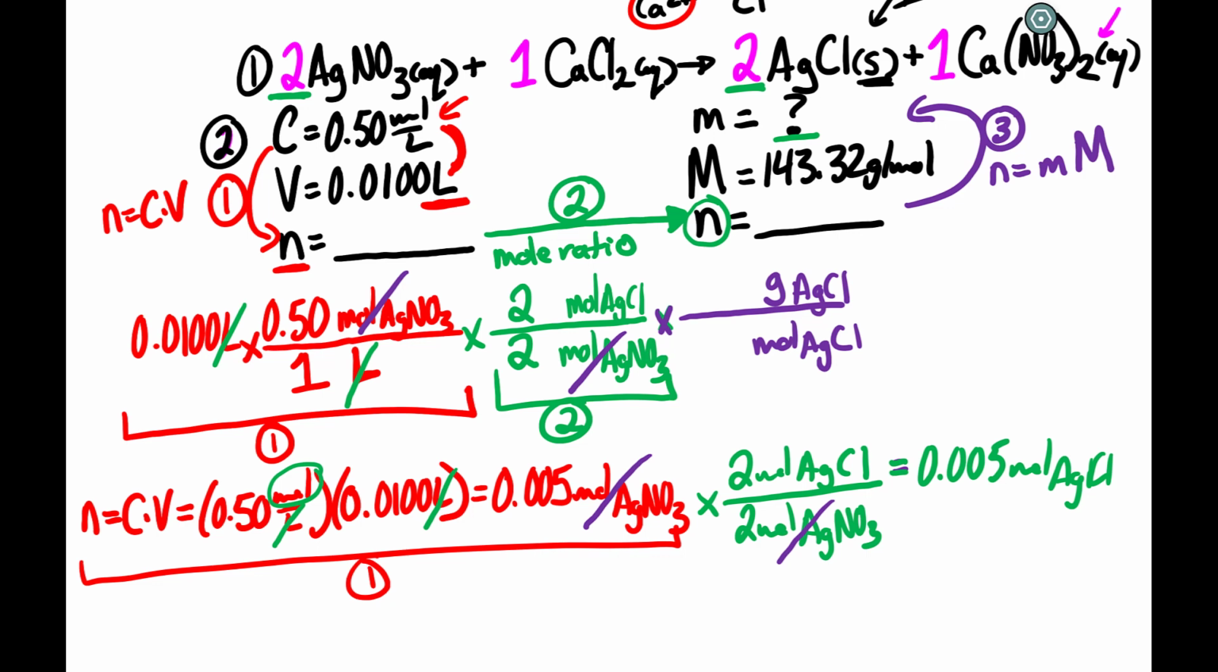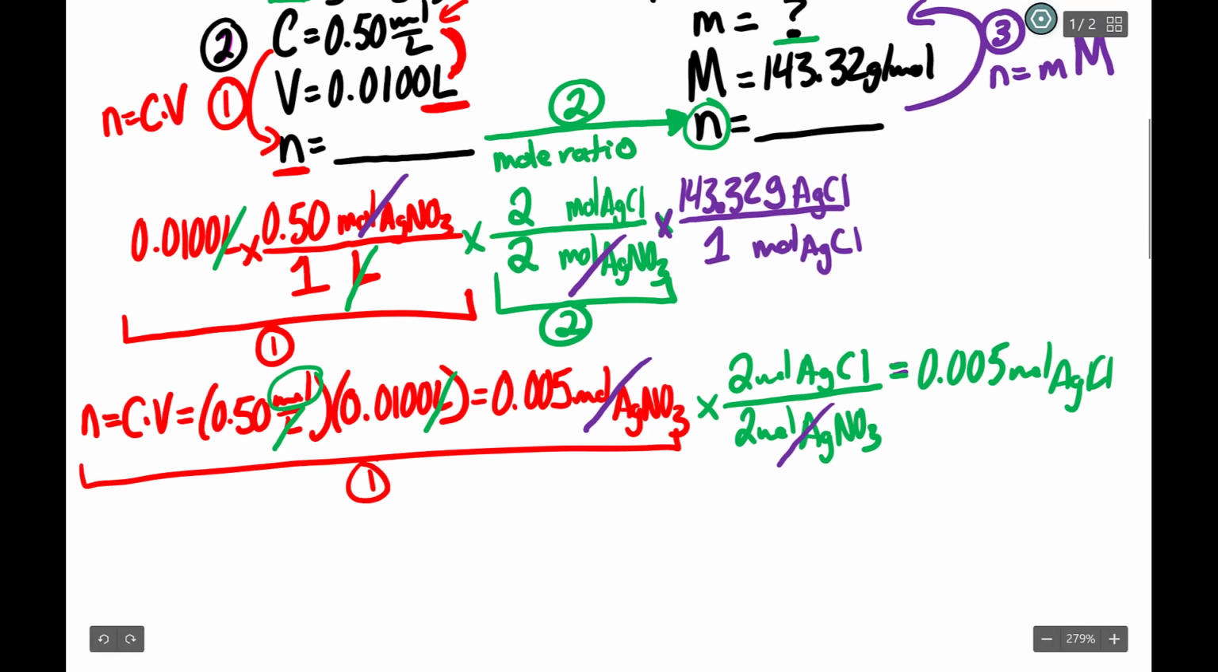What did we calculate? Molar mass. So for every 1 mole of silver chloride, there's 143.32 grams of silver chloride. This would be step number 3. And what would happen is the moles on top cancel with the moles on the bottom. And now I'm left with the unit I want, which is grams of silver chloride.